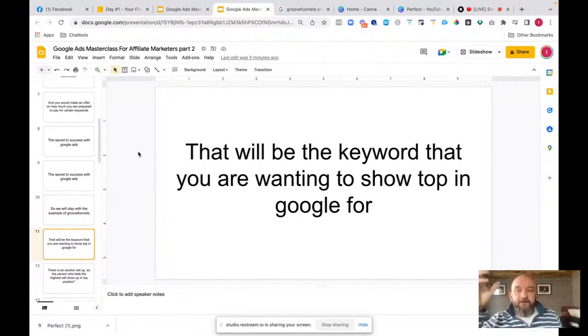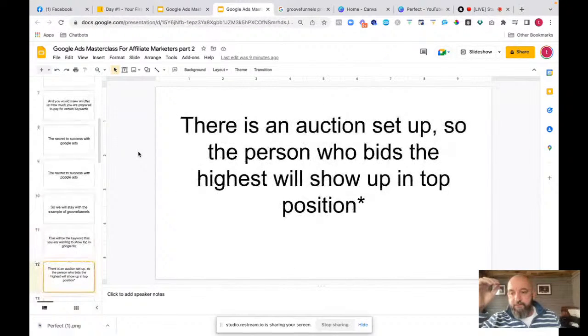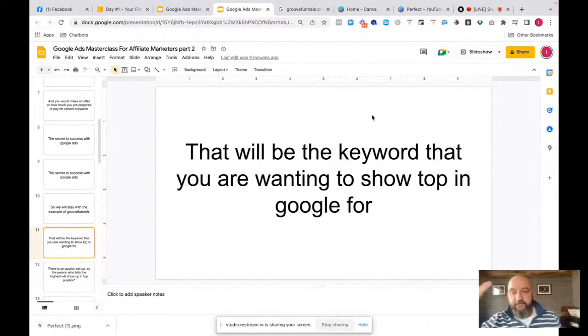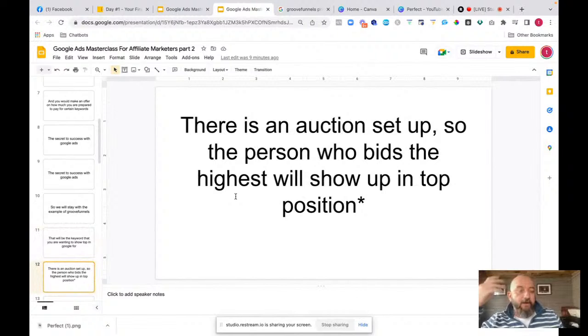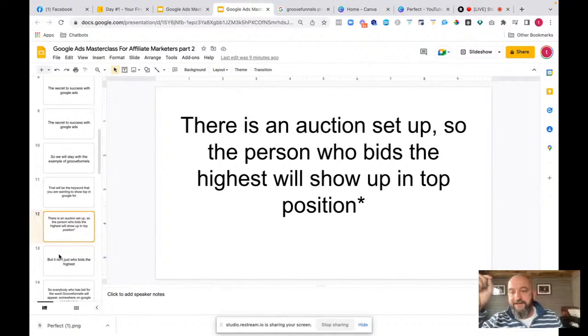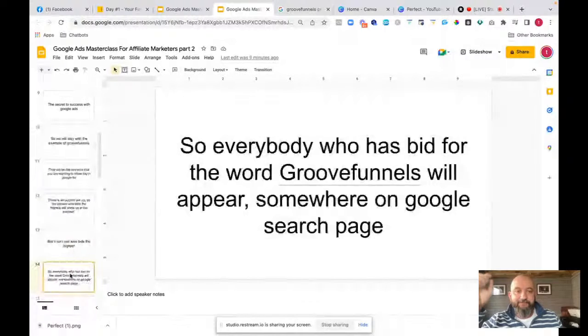So that's the keyword that we want to show up in Google for, right? So the one that we're going to show up in Google for is GrooveFunnels. And the way that they do this, it's an auction setup. So the person who bids the highest should show up on the top position, right? However, that's not the way that Google works. The way that Google works is slightly different. So everybody has to bid for the word, everybody bids for the word GrooveFunnels, right?